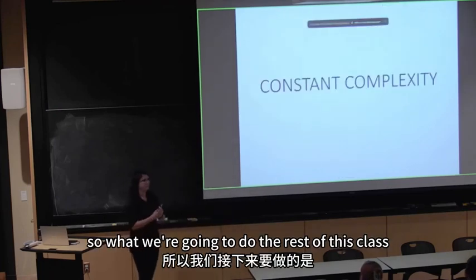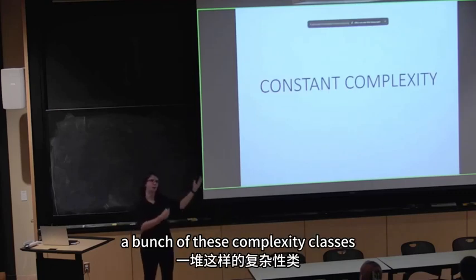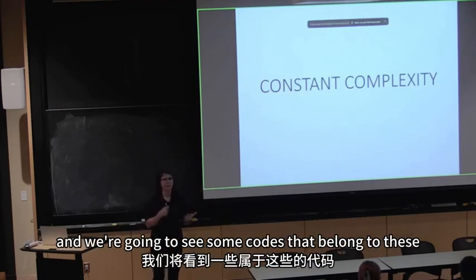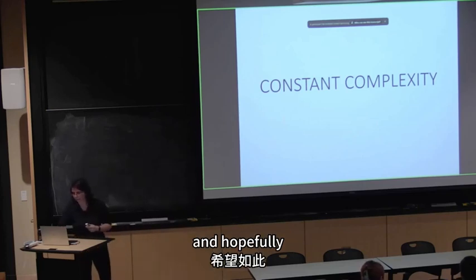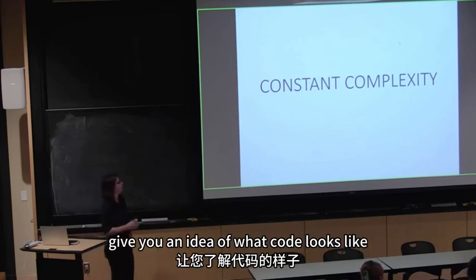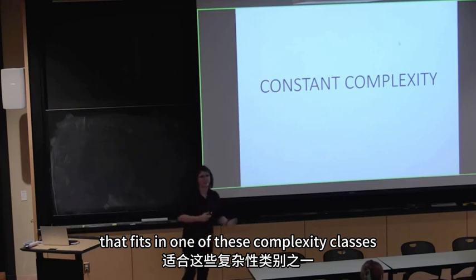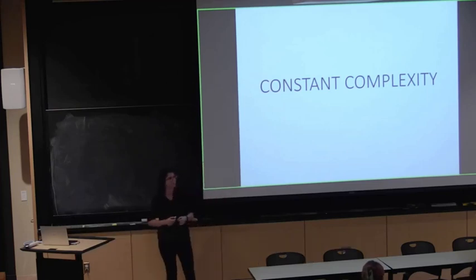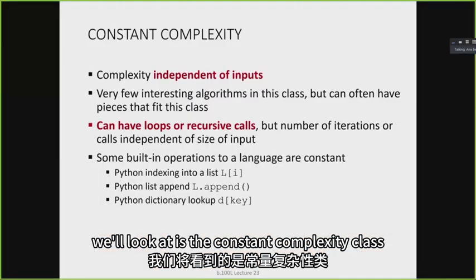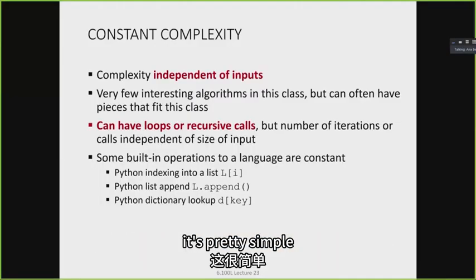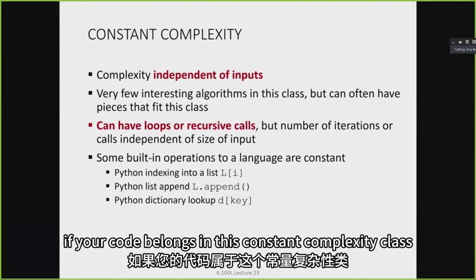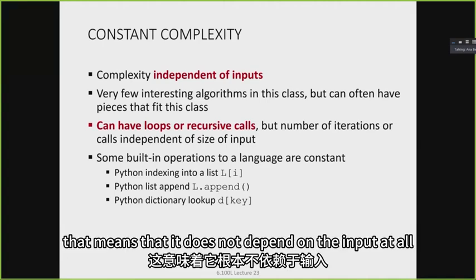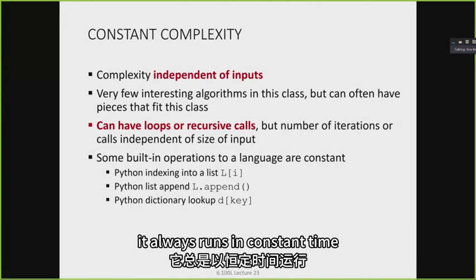So what we're going to do the rest of this class is go through a bunch of these complexity classes, and we're going to see some code that belongs to these complexity classes, and hopefully give you an idea of what code that fits in one of these classes looks like. So the first one we'll look at is the constant complexity class. It's pretty simple. It's not really very interesting. If your code belongs in this constant complexity class, that means that it does not depend on the input at all. It always runs in constant time.